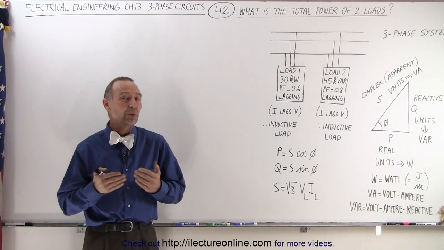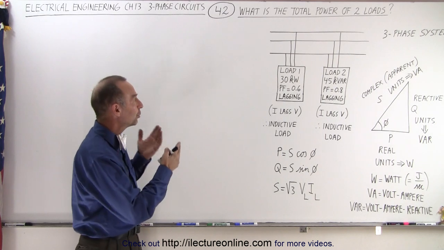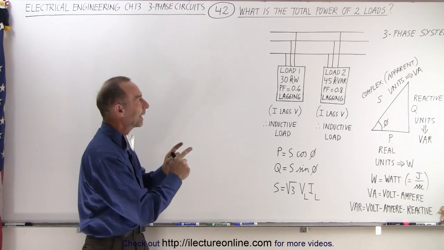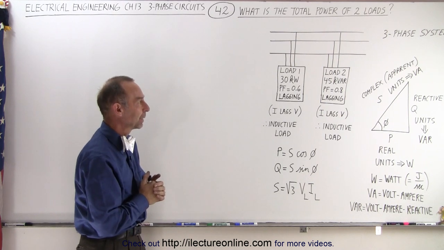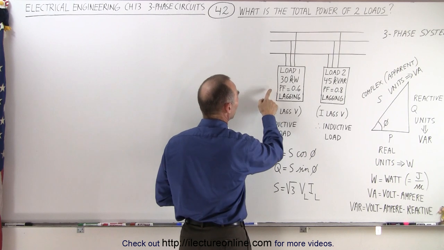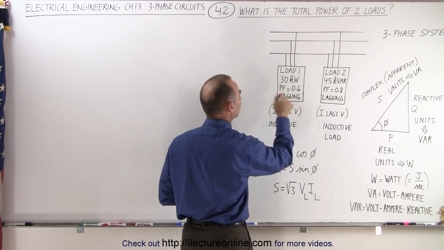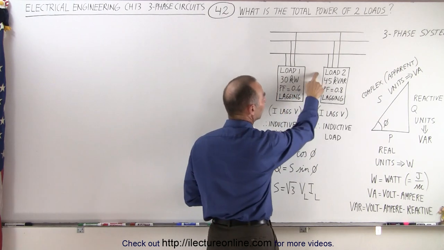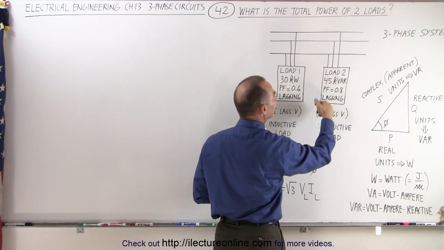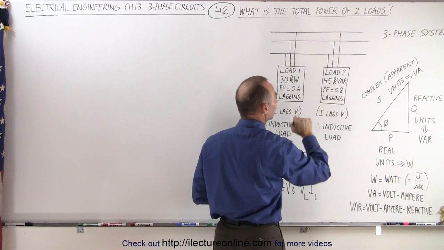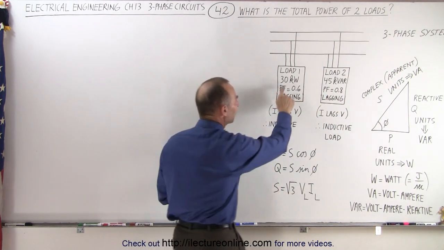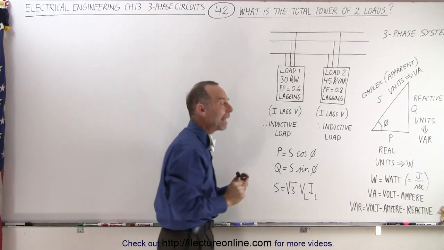In this video, we're going to find out how to calculate the total power of two loads connected to a three-phase system. Here we have load 1, which draws 30 kilowatts with a power factor of 0.6, which is lagging. Here we have a second load, which draws 45 kilovar with a power factor of 0.8, which is lagging. So what does that mean, and why do we have different units, and what do we mean by lagging?